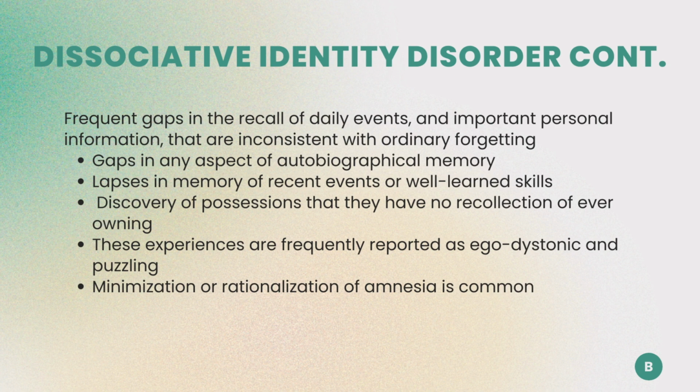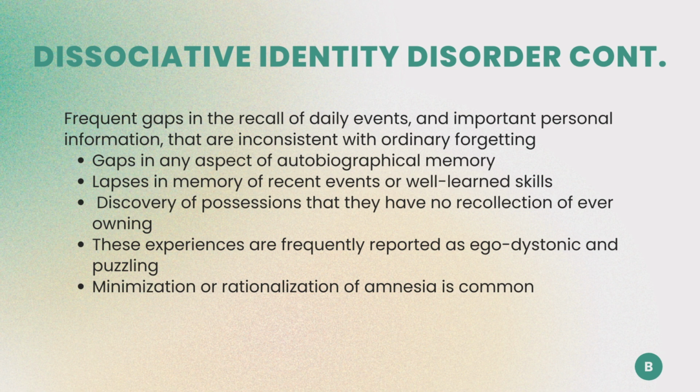In criterion B for dissociative identity disorder, the person has frequent gaps in recall of daily, either ordinary or traumatic events. They may not remember going to work that day, or if there's a traumatic event, they may not remember aspects of the event or the event itself. They may not remember important personal information, and this is also inconsistent with ordinary forgetting. It's not something that they just can't recall. So most of us don't know our driver's license number, for example.